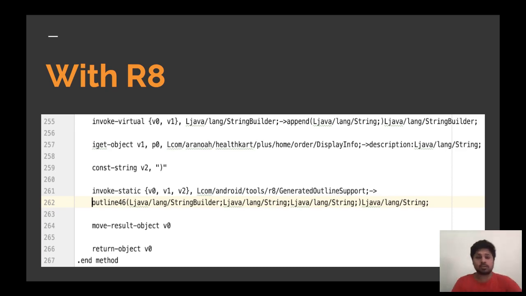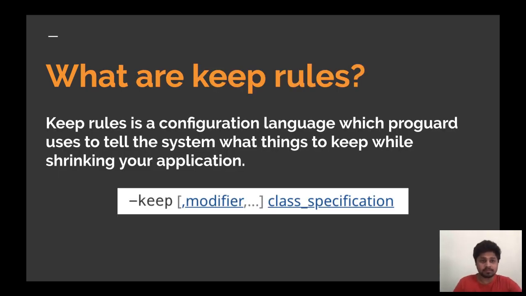Now we'll talk about keep rules. Keep rules are nothing but a configuration language which ProGuard uses to tell the system what things to keep while shrinking your application. The same ProGuard tool was used by D8, and then the same got forwarded to R8, because R8 also uses the same configuration language as ProGuard does.